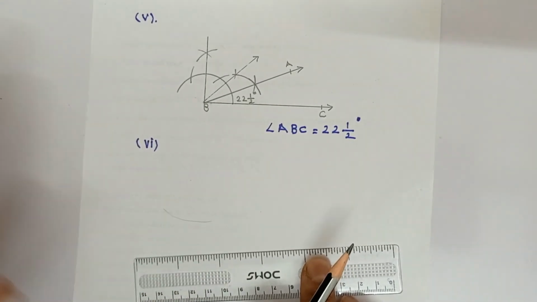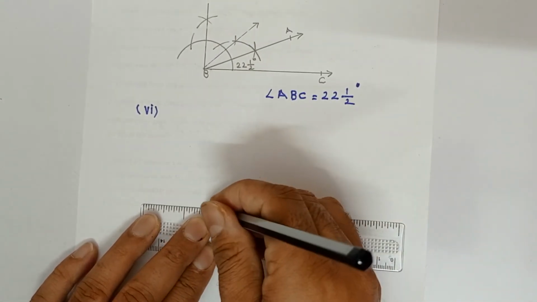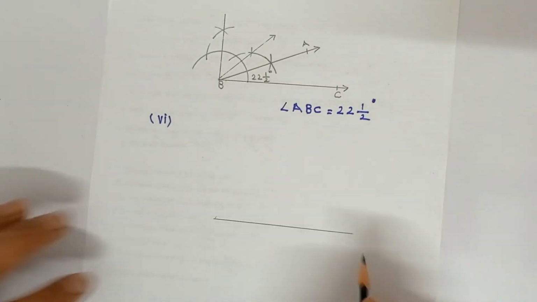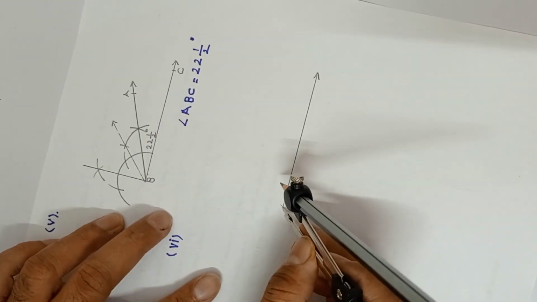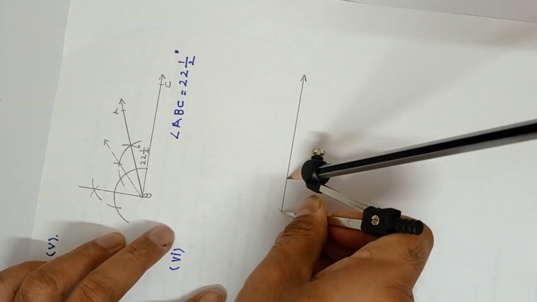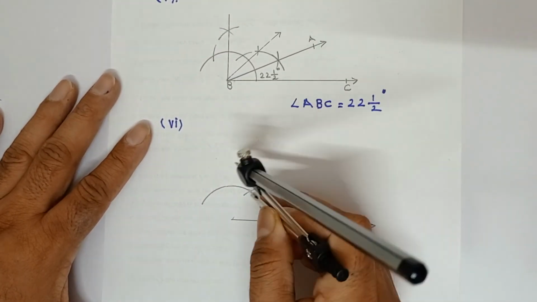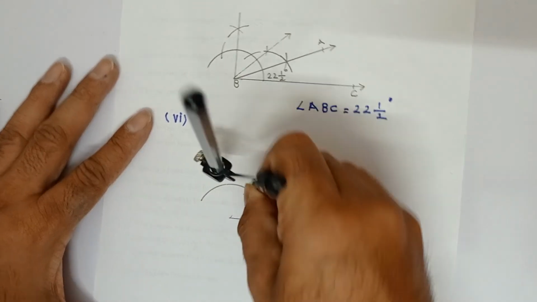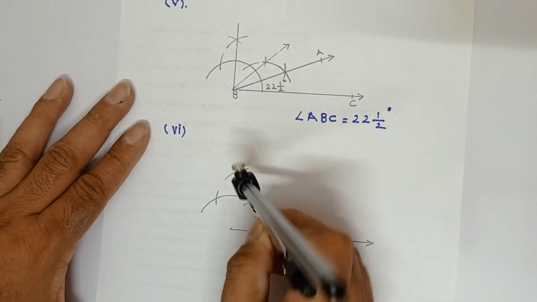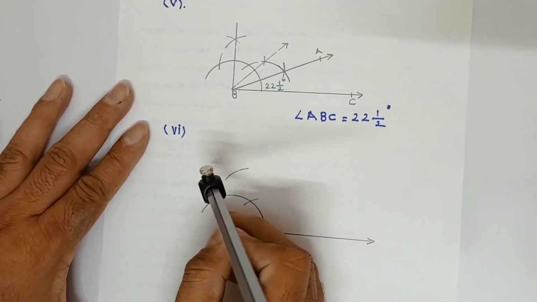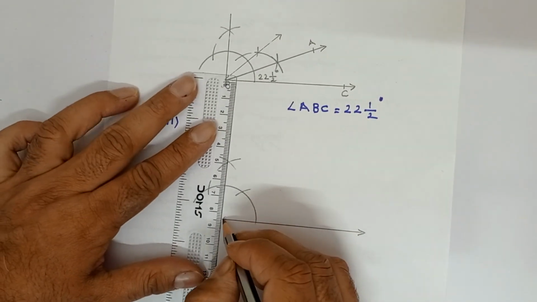This is a ray, arrow. Keep the compass tip here, draw an arc. This is 60, this is 120 arc, from 60 here, from 120 this. So this is 90 degree.